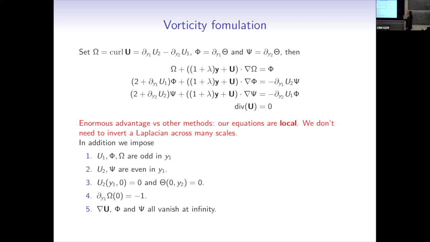The equations are local. If you were to try to invert the pressure, you have to invert some Laplacian. And if what you're looking for is highly multiscale, then you have to invert a matrix with a massive condition number, with very big entries and very small entries at the same time. This is really a challenge for that sort of calculation. So we don't do any of that. And the price that we pay is we go to the vorticity formulation, there are more variables, and so on.